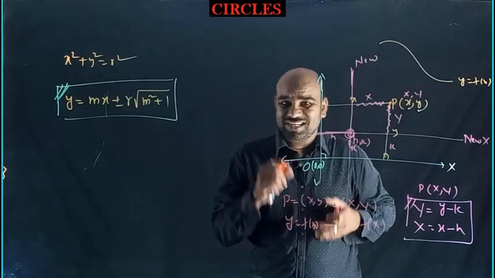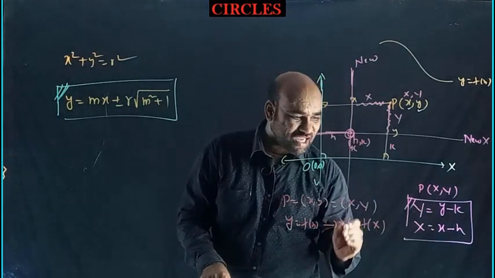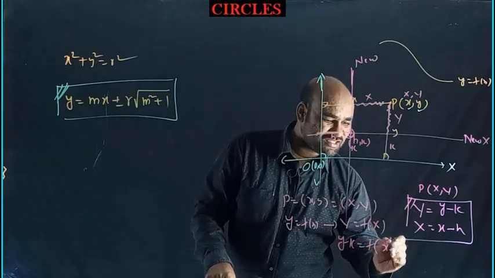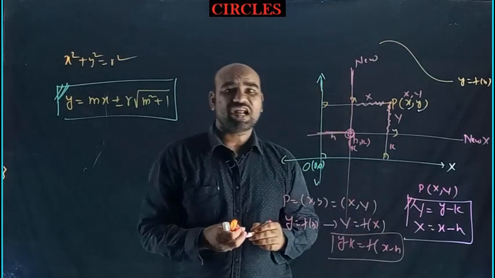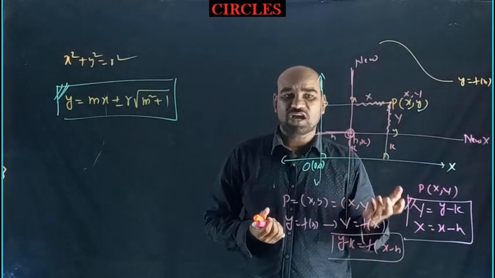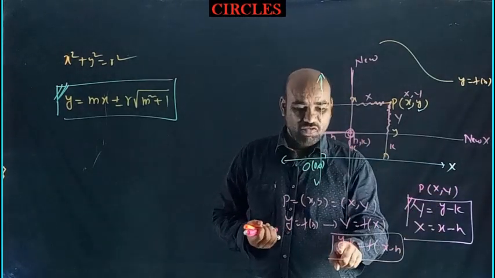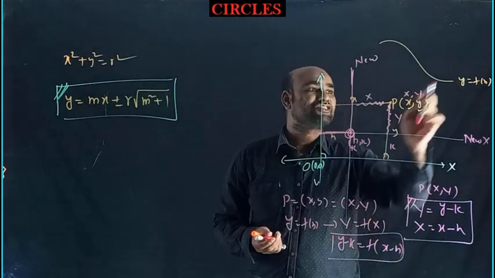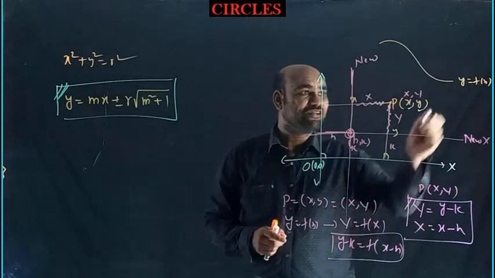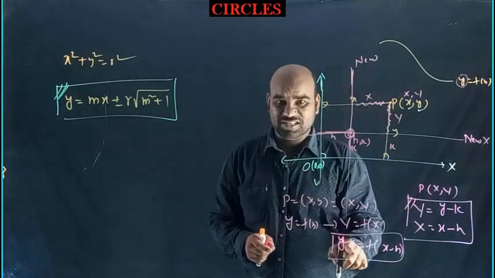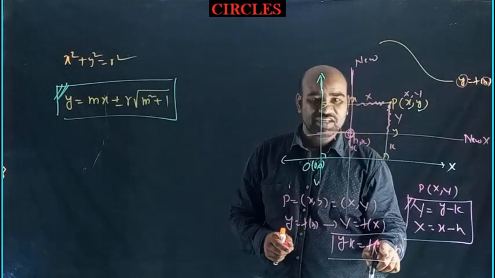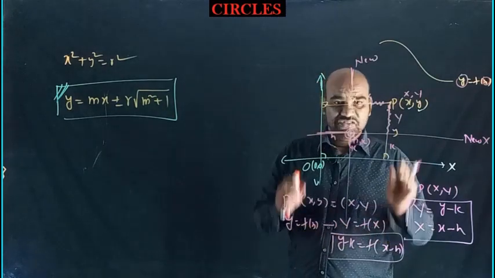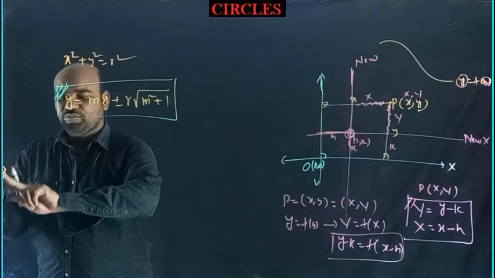Now I want to write the answer in terms of small x and small y. So instead of capital Y, I can write small y minus k equal to f of small x minus h. So this is said to be the transformed equation of y is equal to f of x after translating the axes. Observe here what happened. Instead of small y, we wrote small y minus k. Instead of small x, we wrote small x minus h. That is called the transformed equation of the old curve. See, the same concept you can apply here. Observe here, important.